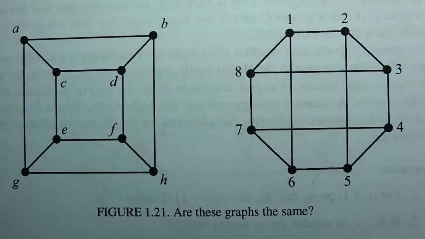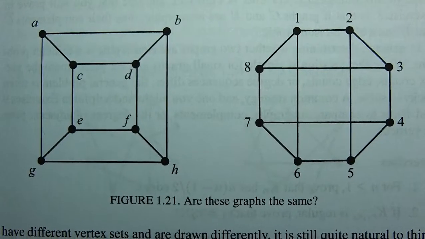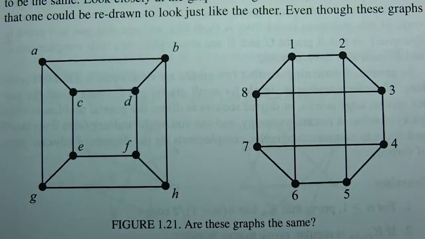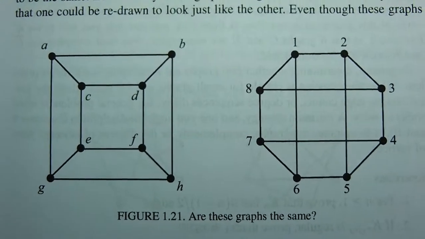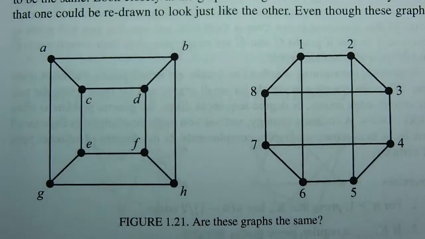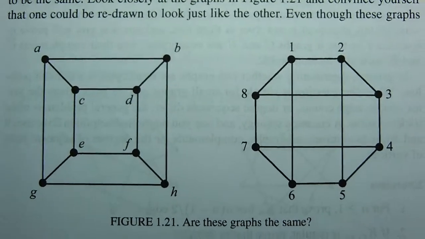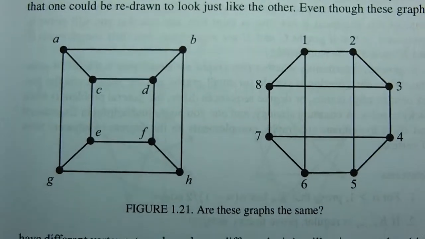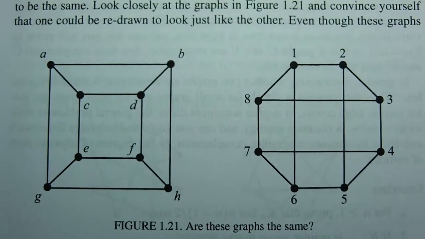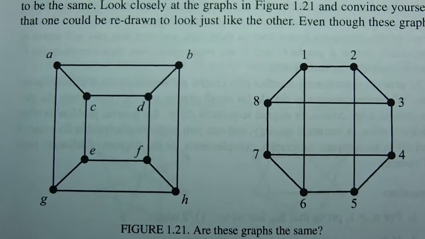Here's two. Are these two graphs the same? I mean, here's the problem. Do they have the same vertex set? Well, no. The vertex set of the one on the left is the set consisting of A, B, C, D, E, F, G, H. The vertex set of the thing on the right is 1, 2, 3, 4, 5, 6, 7, 8. Those are different objects as far as our sets are concerned. Those are two distinct sets.